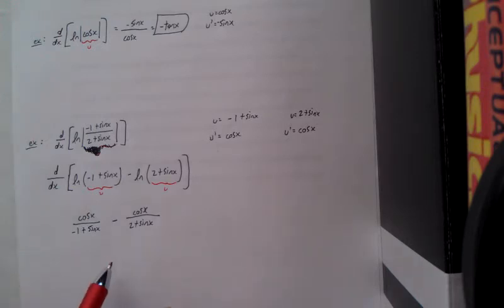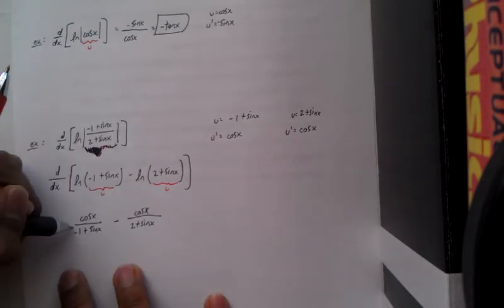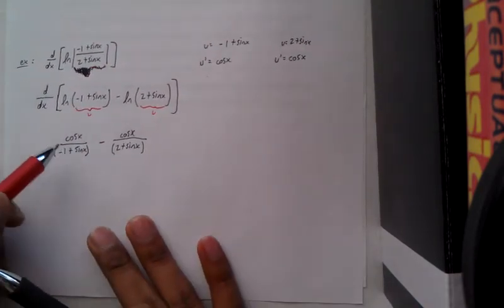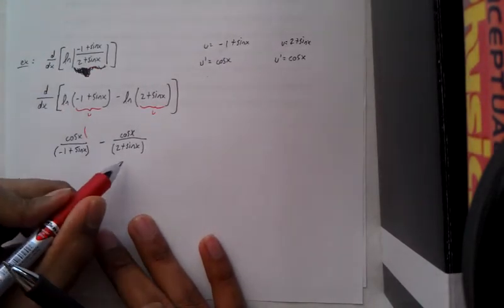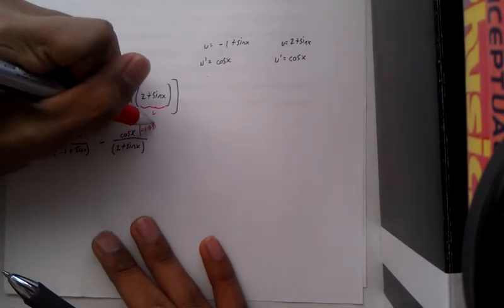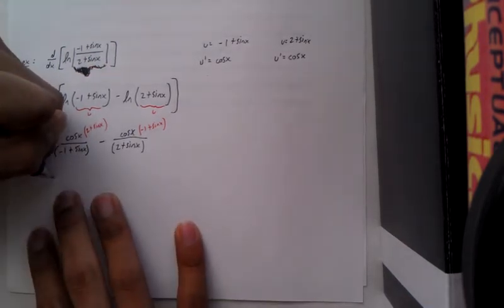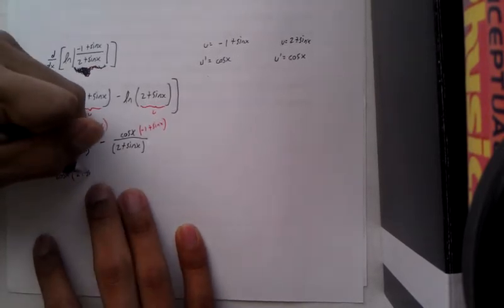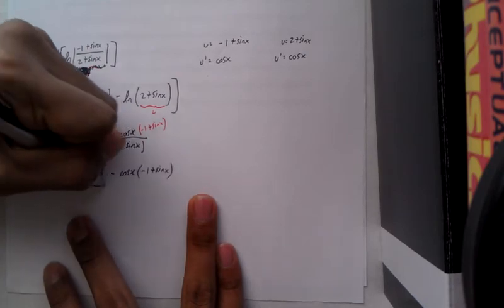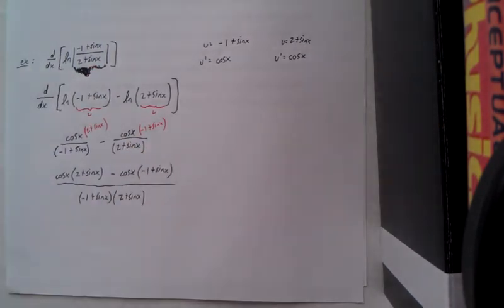Now we could get a common denominator. So it looks like our common denominator will just be this term times this term, which means that what the left side is missing is a 2 plus sine x, and what the right side is missing is a negative 1 plus sine x. So that leaves us with cosine x times 2 plus sine x minus cosine x times negative 1 plus sine x, all over negative 1 plus sine x times 2 plus sine x.